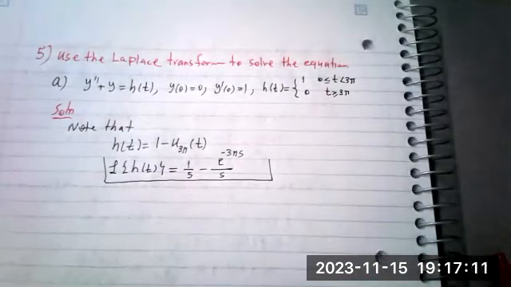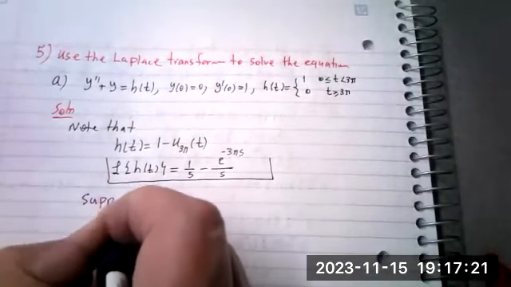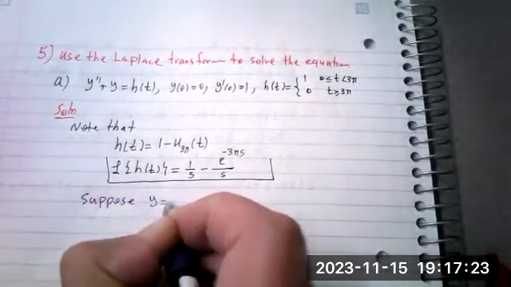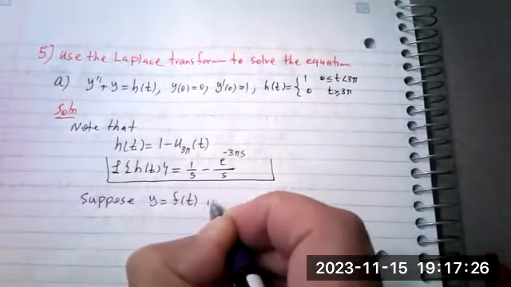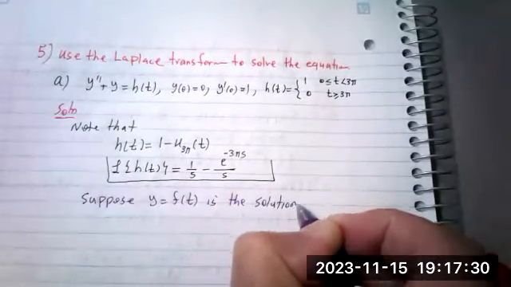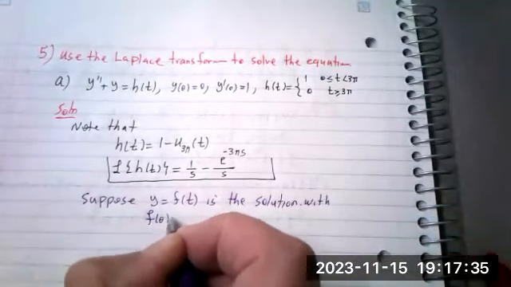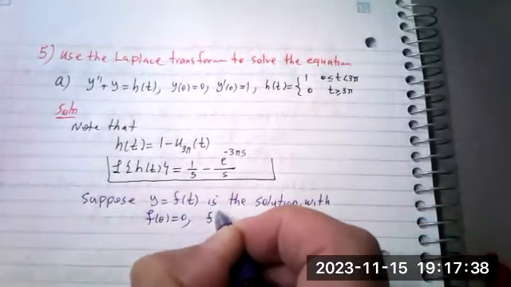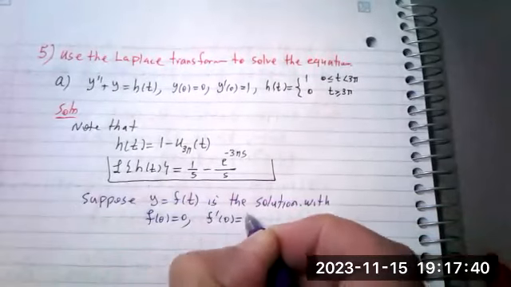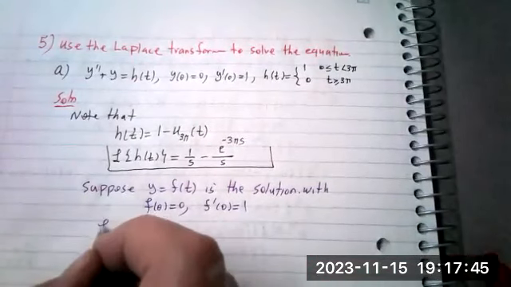Now we go back and organize the problem, the equation, by taking the Laplace transform and see what would happen. Suppose y equals f of t is the solution of the equation with the following conditions: f of 0 is equal to 0 and f prime of 0 is equal to 1. So take the Laplace transform of both sides of the equation.